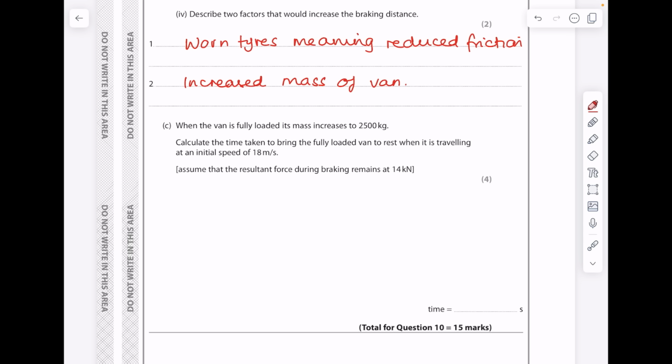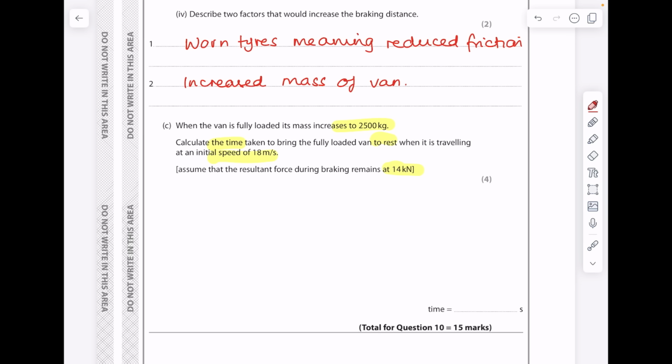When the van is fully loaded, its mass increases to 2,500 kg. Calculate the time taken to bring the fully loaded van to rest when it is travelling at an initial speed of 18 meters per second. Assume that the resultant force remains at 14 kN.